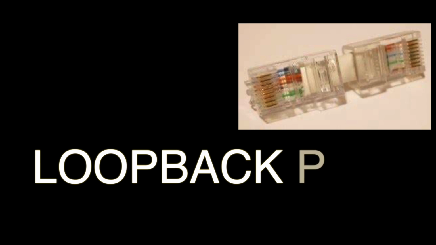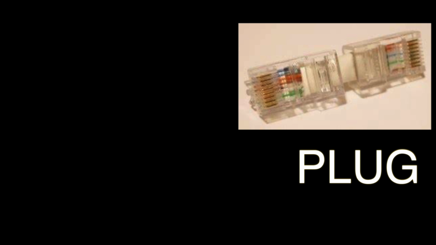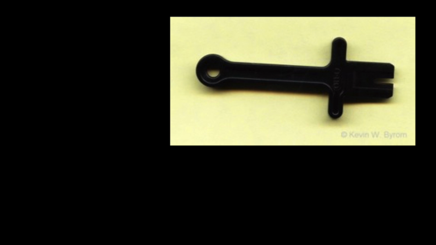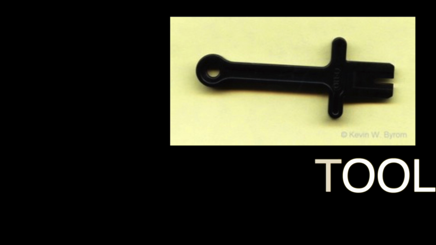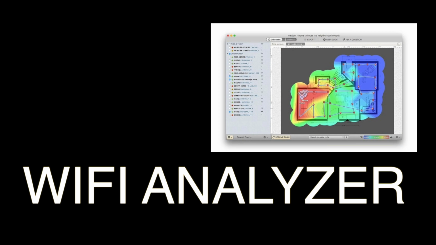A loopback plug is a connector used for diagnosing transmission problems on parallel and serial ports. A punchdown tool is a small hand tool used by telecommunications and network technicians. It is used for inserting wires into insulation displacement connectors on punch-down blocks, patch panels, keystone modules, and surface mount boxes. Wi-Fi analyzers collect information from different access points and channels within your network and provide a clear overview with visual reports and dashboards.